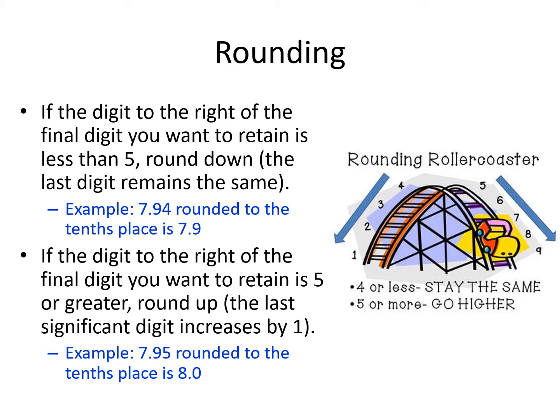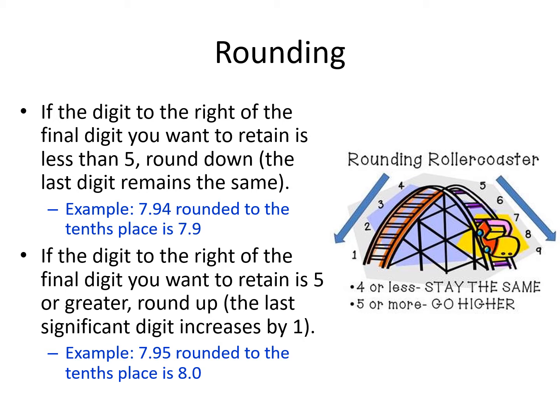For example, if we are rounding 7.94 to the 10th place, we are keeping the 7.9 and losing the 4. But before we lose the 4, it tells us whether to round up or down. In this case, since it is less than 5, we round down, and the 9 stays as is, giving us 7.9 for our answer.